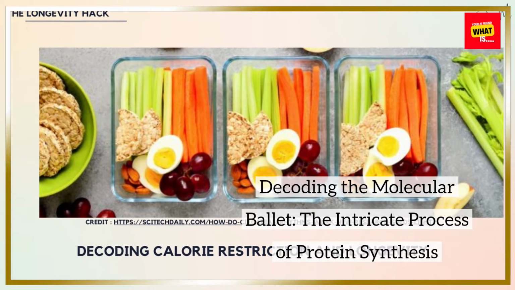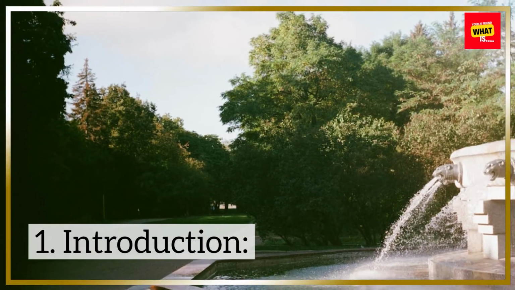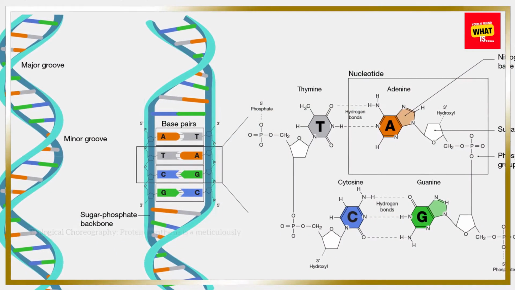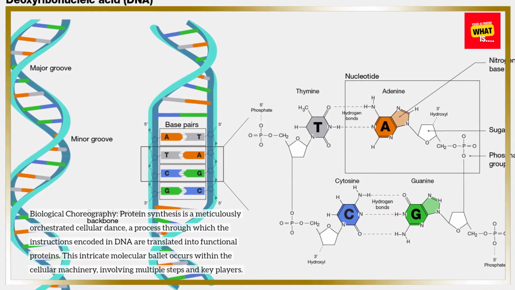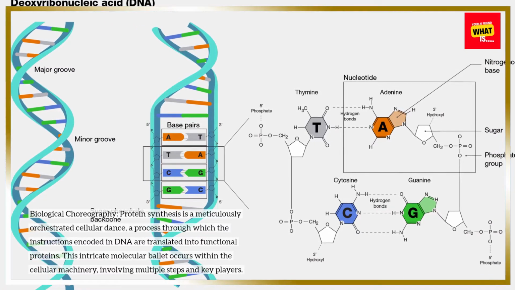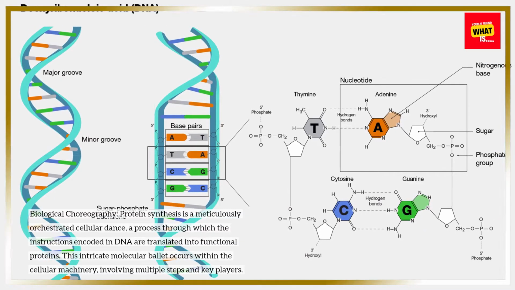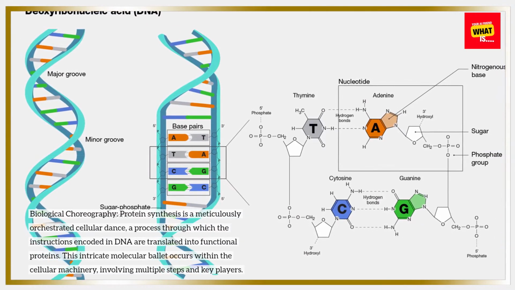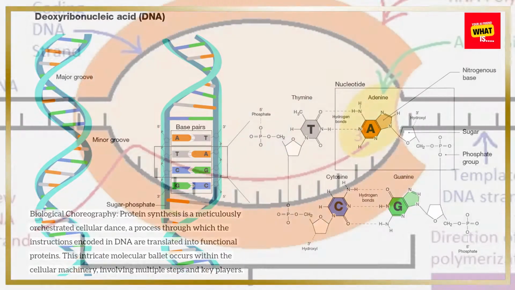Decoding the molecular ballet, the intricate process of protein synthesis. 1. Introduction. Biological choreography. Protein synthesis is a meticulously orchestrated cellular dance, a process through which the instructions encoded in DNA are translated into functional proteins. This intricate molecular ballet occurs within the cellular machinery, involving multiple steps and key players.